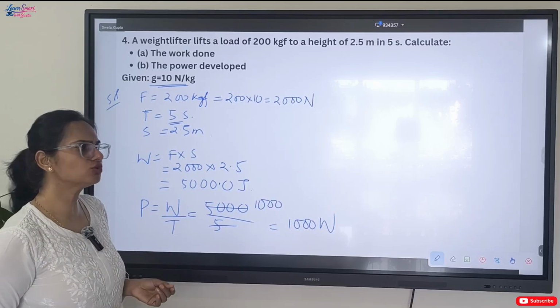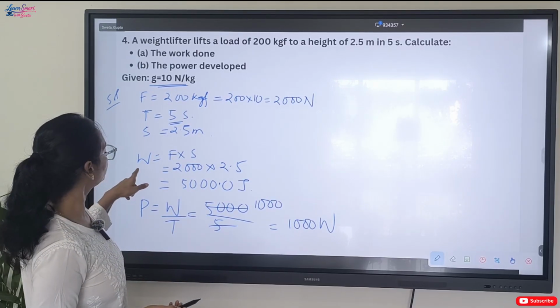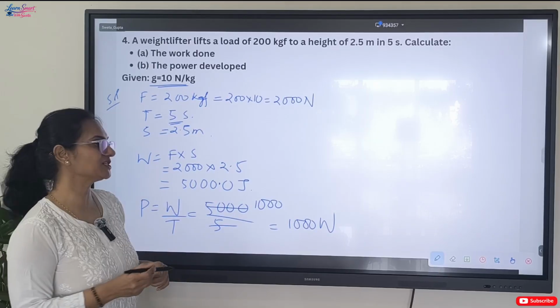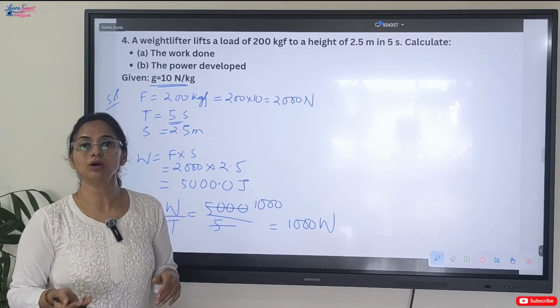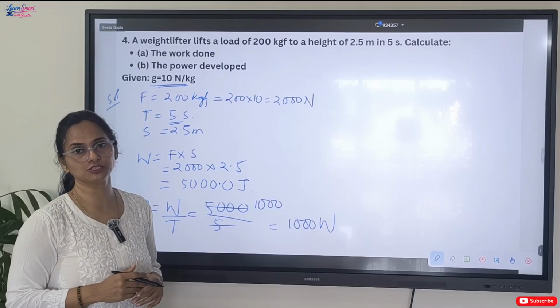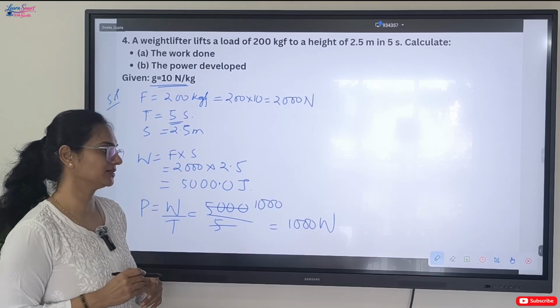And this question was also very easy. Just using the formula W is equal to F into S. Work done is equal to force into displacement, and power is equal to work done upon time taken. We can calculate this. We can solve this question. Let's see the next question.